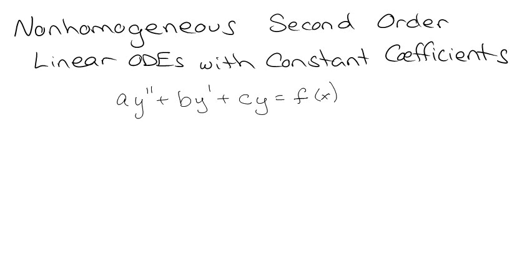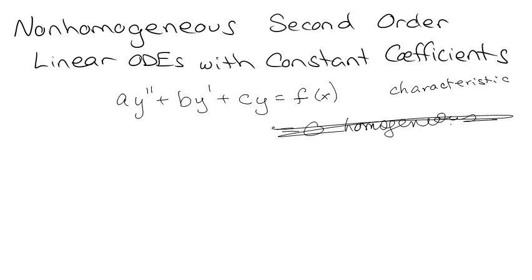Okay, so we're going to look at non-homogeneous second-order linear ODEs with constant coefficients. That means that it kind of looks like this, and you can get characteristic equations and all this kind of stuff. Now, in the past, we've looked at this stuff where it was equal to 0. That would make it homogeneous. But now we're going to look at it when it's not 0, so it's non-homogeneous.